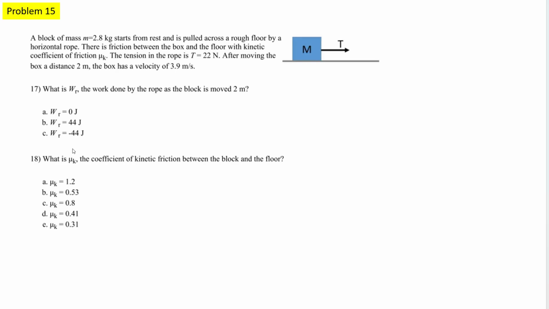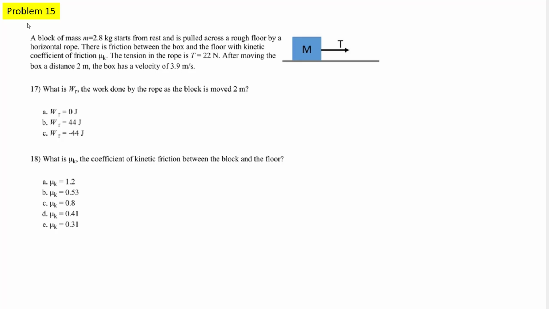All right, here's problem 15. It says a block of mass 2.8 kg starts from rest and is pulled across a rough floor by a horizontal rope. There is friction between the box and the floor with kinetic coefficient of friction mu k. The tension in the rope is 22 newtons. After moving a distance of 2 meters, the box has a velocity of 3.9 meters per second. What is the work done by the rope as the block is moved 2 meters?